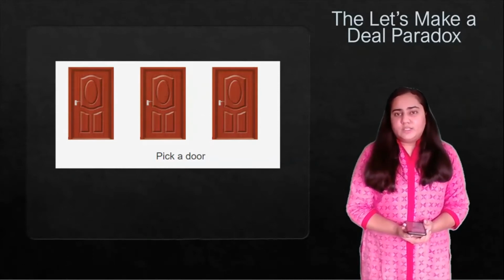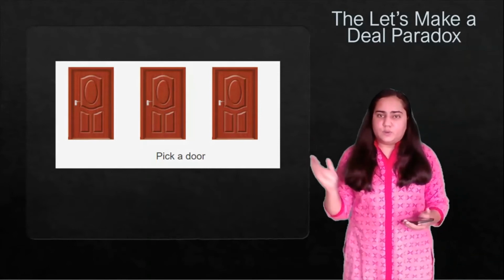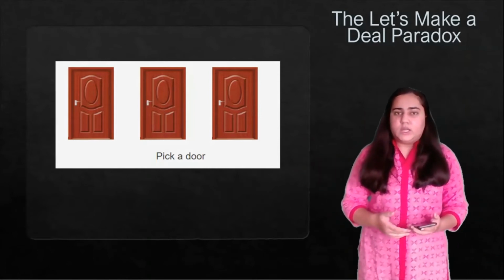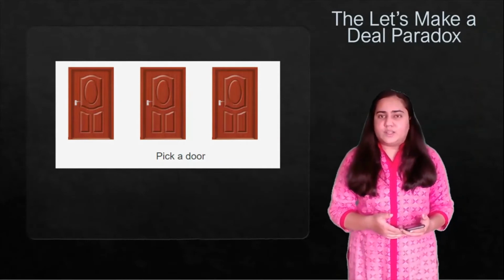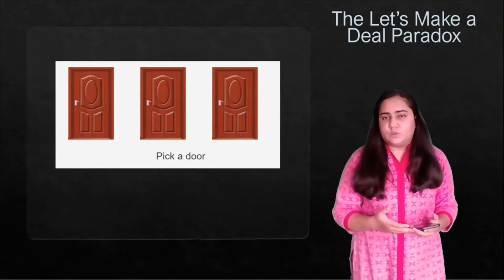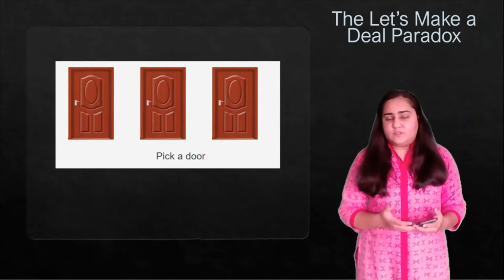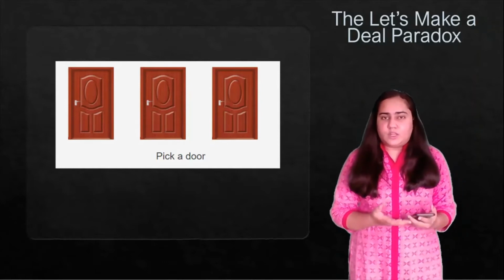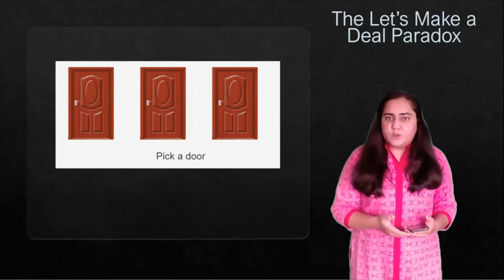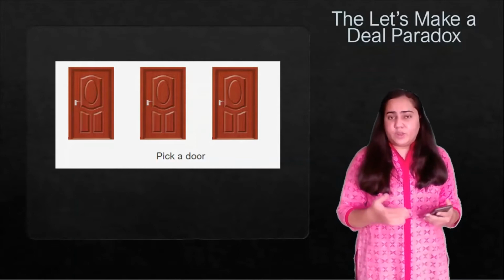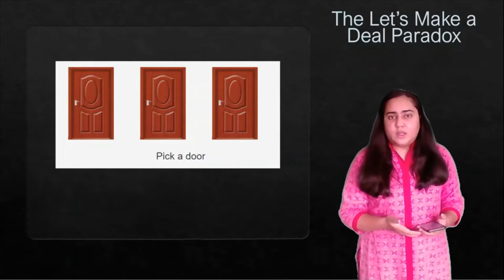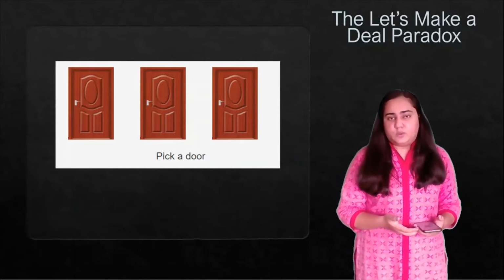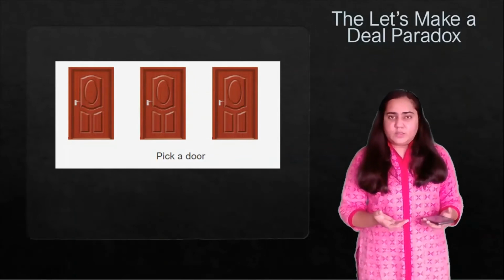So this is a game. What you see on your screen right now is a game which was known as Let's Make a Deal, which was coming on the television in the 1960s, a long time ago. But this is a very good example to understand how probability actually works. So the game is something like this.